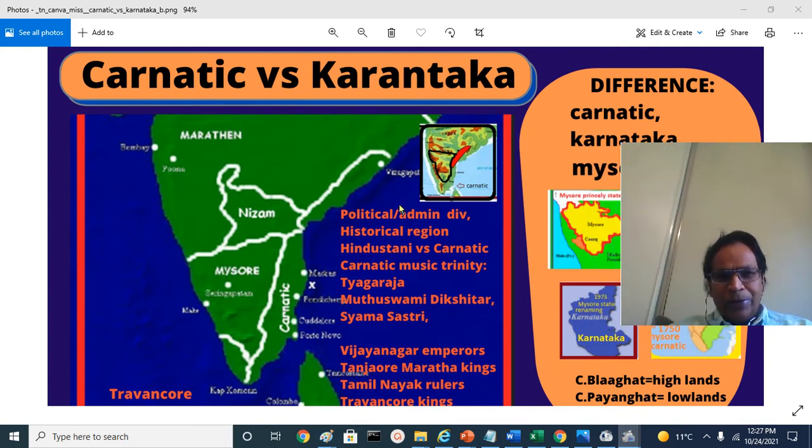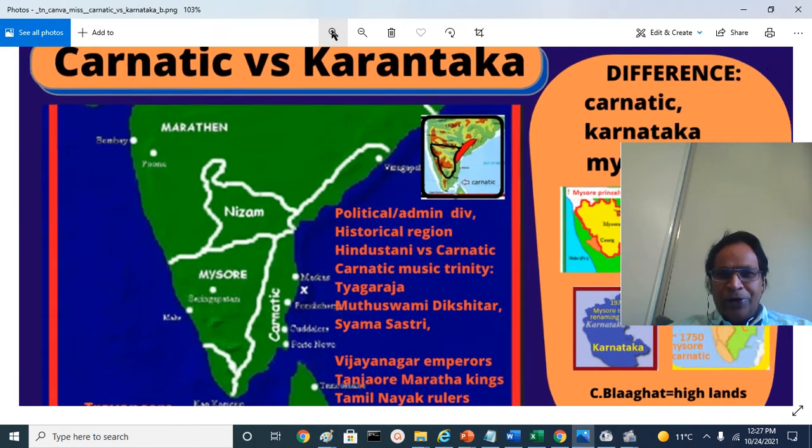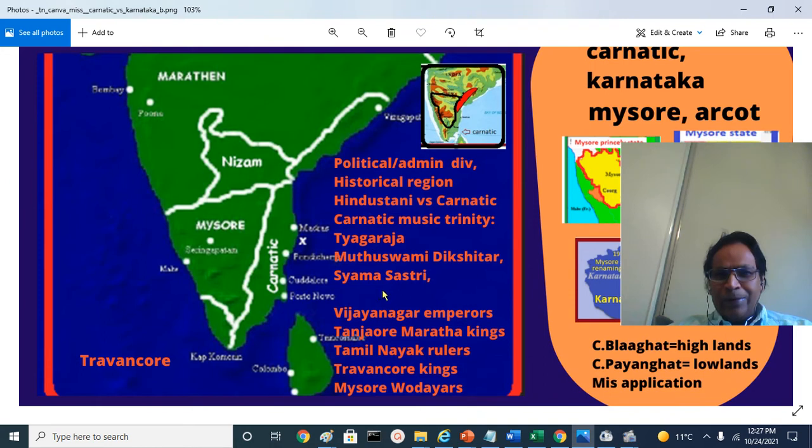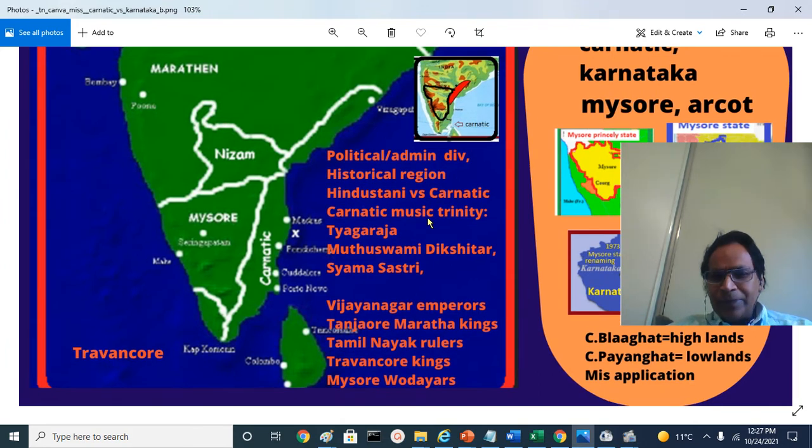Political administrative divisions, historical Carnatic as a political unit, administrative division, as a historical region, Hindustani music, Carnatic music, the Trimurti or Trinity, who are the people who developed this music, Tyagaraja, Muthuswami Dikshitar, and Shyama Shastri, and the Carnatic region during the Vijayanagara Emperor's time, Tanjavur Maratha Kingdom's time, Tamil Nayak rule in the Carnatic region, and Travancore kings, Venadu kings, and Mysore Wodeyars. What is the Carnatic?